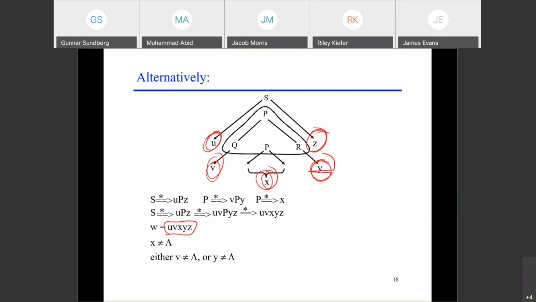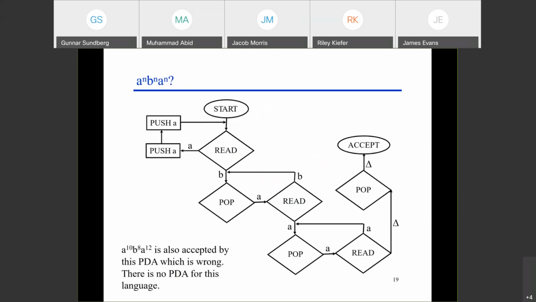So this way you will divide your word into 5 parts, and V and Y have raised to power n. It can be more. X must be there. Of these two, either one can be there. U and Z both can be there, or either one can be there. We have no restriction with that.